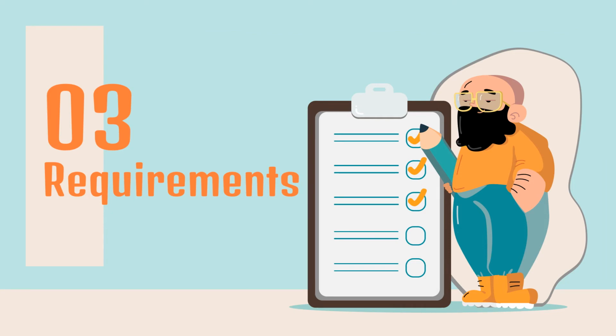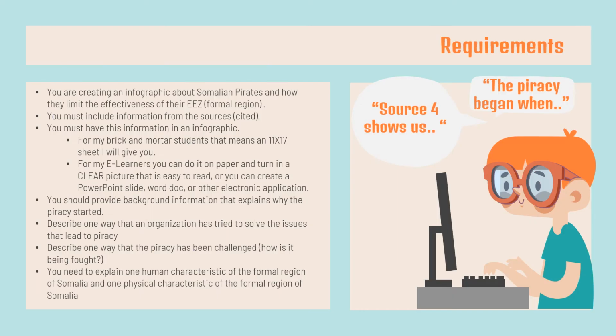Alright, so let's talk about the requirements. These are the things that you will have to have on your infographic. You are creating an infographic about Somalian pirates and how they limit the effectiveness of their EEZ, which is a formal region, right? So we're in the lesson, limits of formal regions. So you need to discuss how they limit the effectiveness of their EEZ. You must include information from sources 1 through 5 and cite the source. You can just simply refer to them as source 1, 2, 3, 4, or 5. You don't need to cite the article name or anything like that.